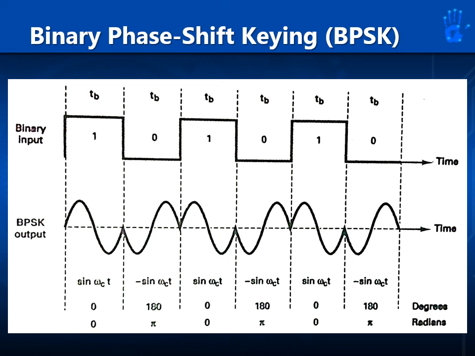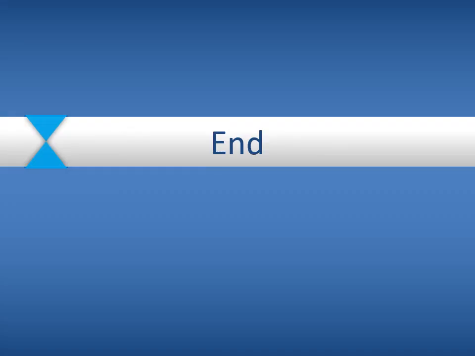And then when the following bit is 1, we have to shift the phase back to 0 degrees. So it again has the expression sine omega c of t, and so on. So basically there are only 2 phases for the 2 bits. And that's it for digital modulation.